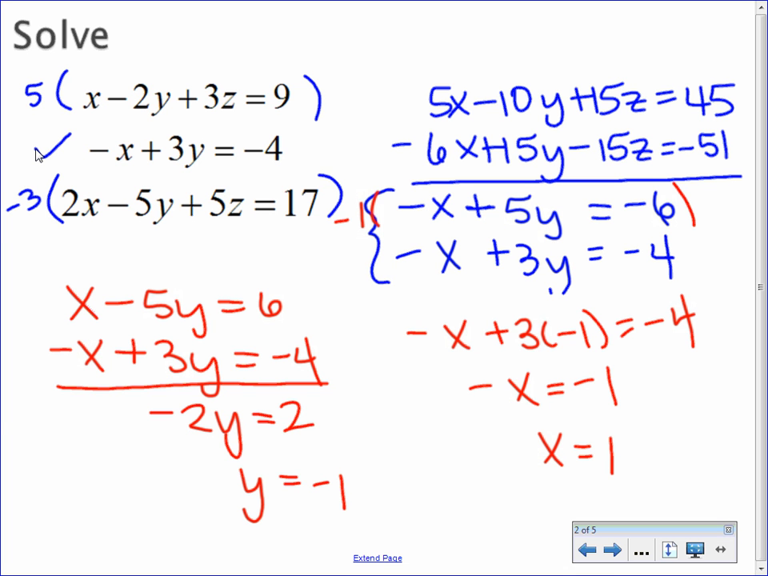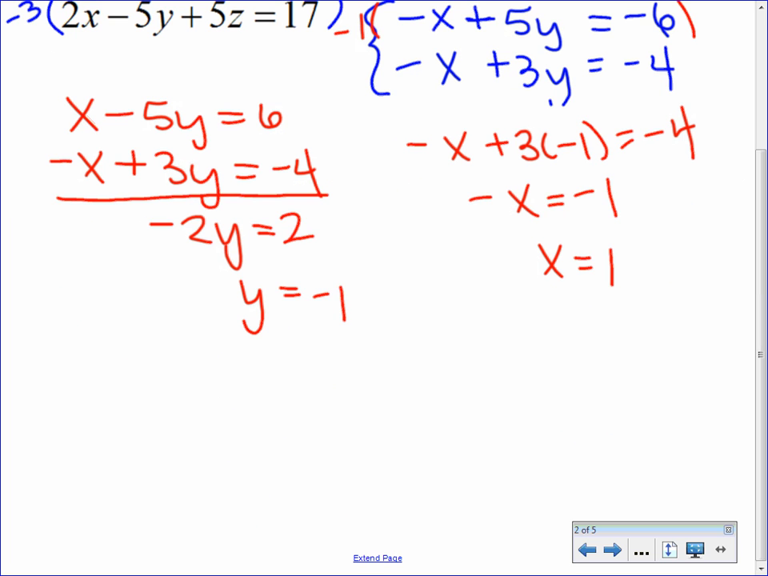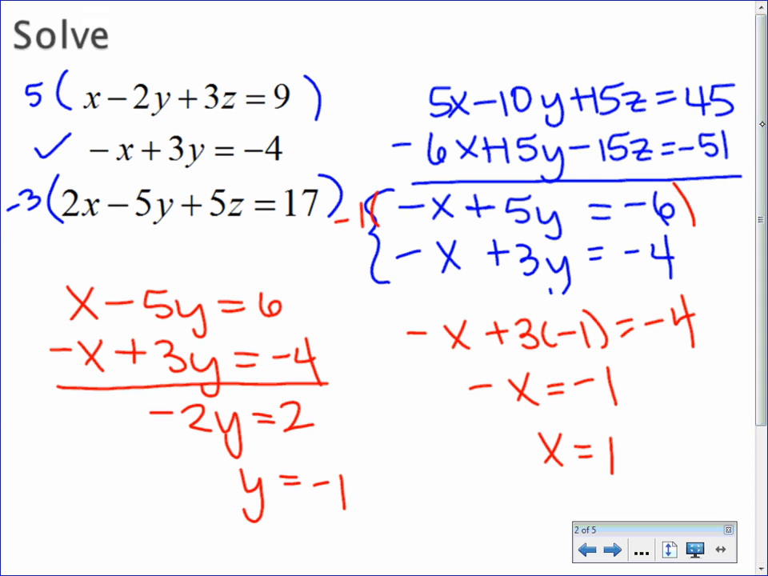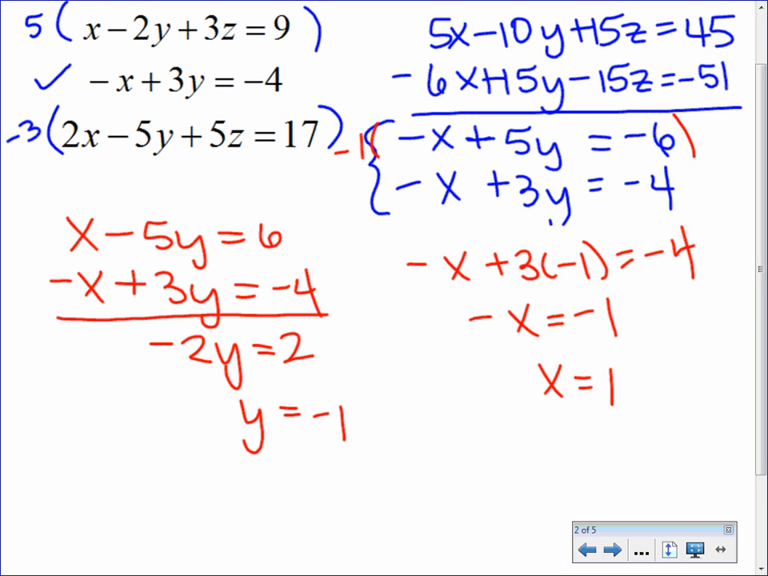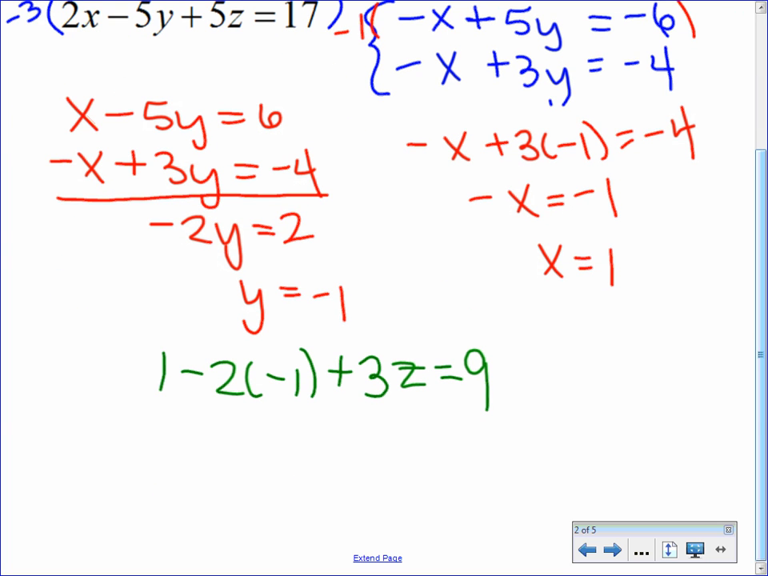Now we can jump back to our original system, and we can pick one of these to find z. Which one would you like to choose? The top one. Negative 2 times negative 1 is positive 2, not negative 3. Okay. So now we have x minus 2y plus 3z equals 9. Do you agree? 1 plus 2 is 3. I move it over so we get 3z equals 6.